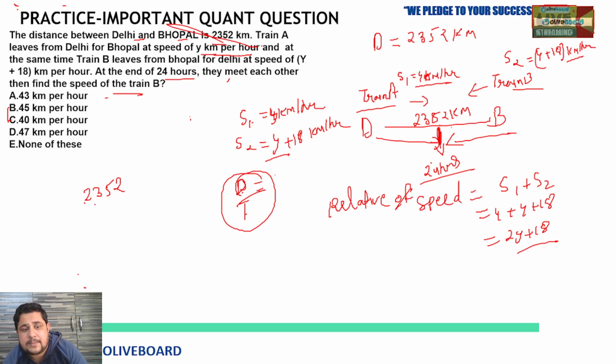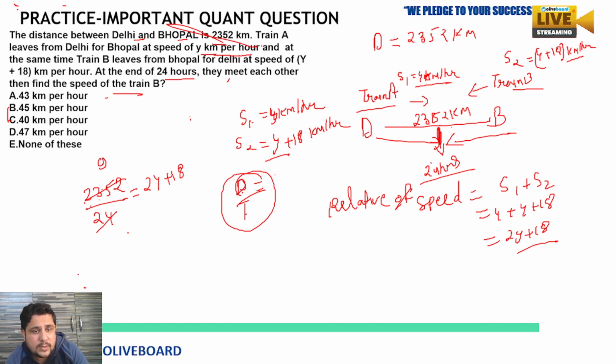Now distance upon time equal to speed, or not? Yes. So 2352 upon 24 equal to what is given? The speed, that is 2y plus 18. Clear? Now by 24 we can easily cancel it. Let's try. 24 nines are 216, 19 remaining, 192, so 8 times also it can be cancelled, so 98. So 98 equals 2y plus 18.